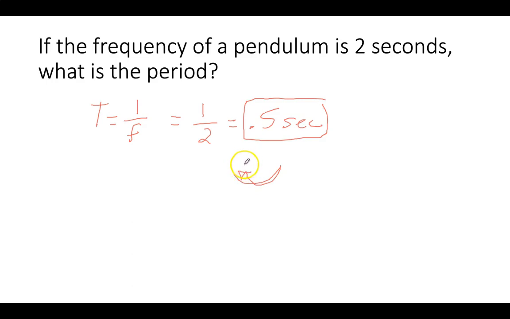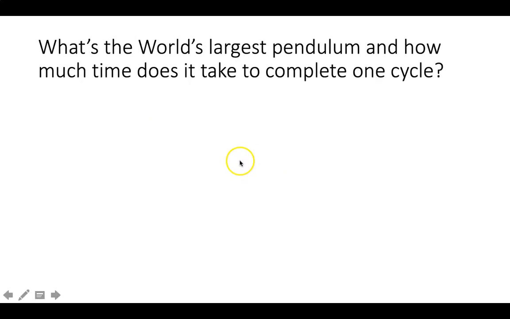So you just need to continuously tell yourself what's the difference between period and frequency. Period is time to complete 1 cycle. Frequency is number of oscillations per every 1 second. Let's go forward and use that formula that we had. What is the world's largest pendulum? How much time does it take to complete 1 cycle?